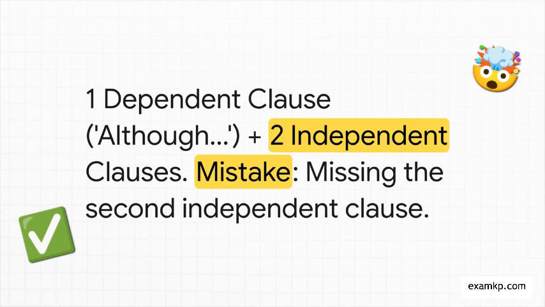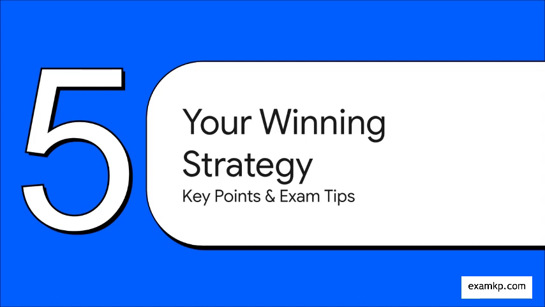Let's walk through it. First, we have a dependent clause: Although she was tired. It can't stand alone. Then we have two independent clauses. Number 1, Amina cooked dinner. And number 2, her family was happy. Since we have at least one dependent clause and two independent clauses, it has to be compound-complex. The big mistake here is seeing that first part and just stopping, thinking, oh, it's complex. You've got to read the whole thing.